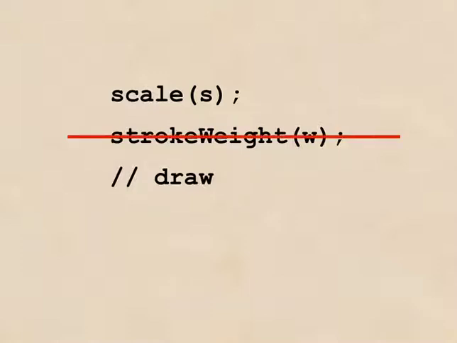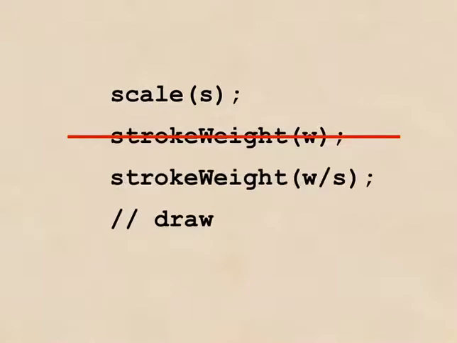So we don't want to say stroke weight of W. Instead, we say stroke weight of W, which is our desired weight, divided by how much we are scaling. That's the secret, and that's exactly what I was doing in the sketch to keep that line a constant thickness.